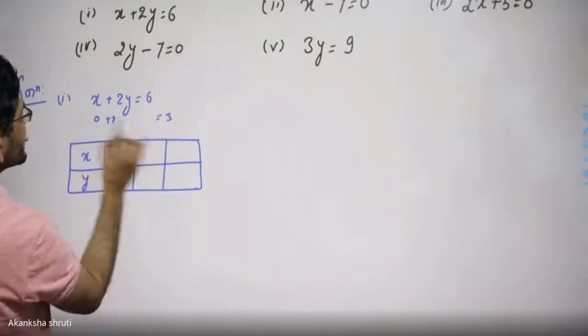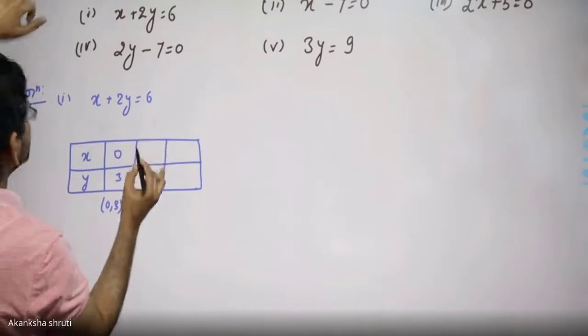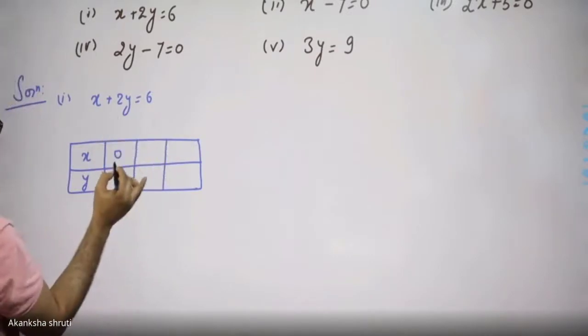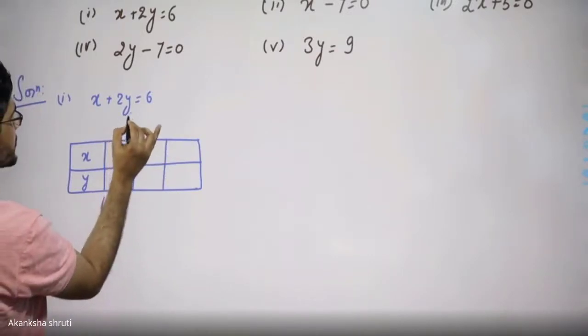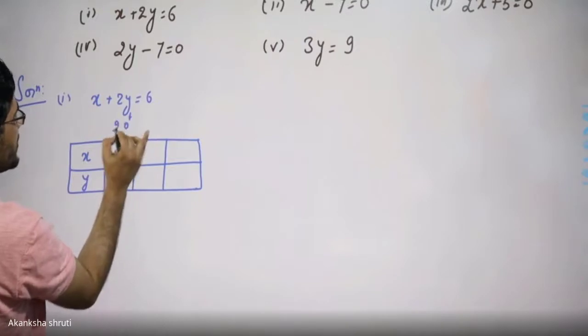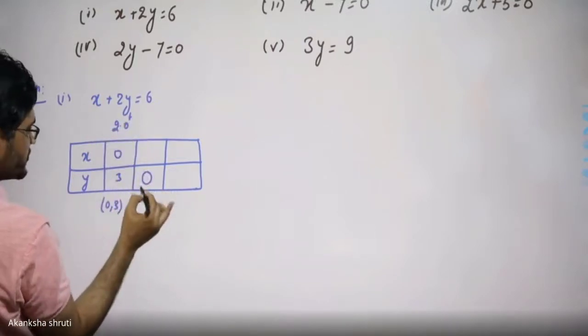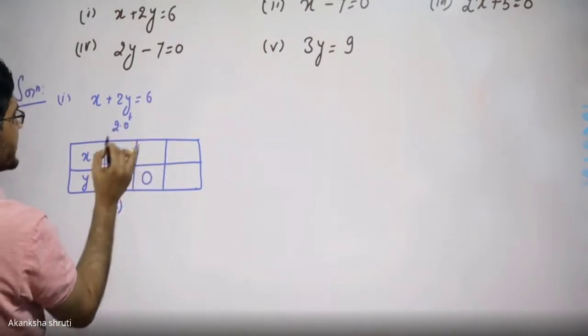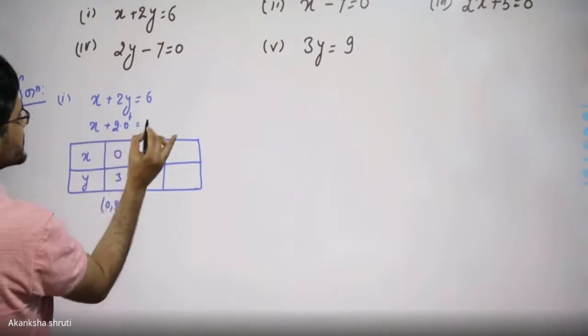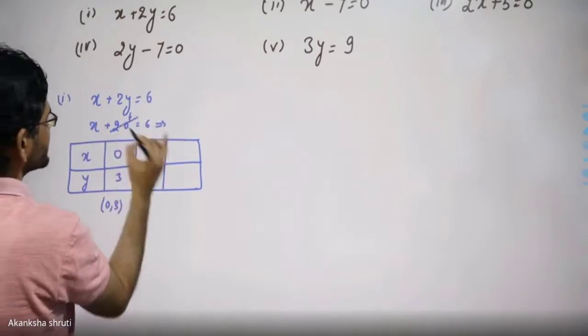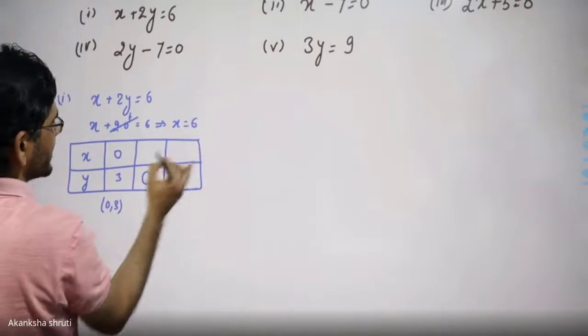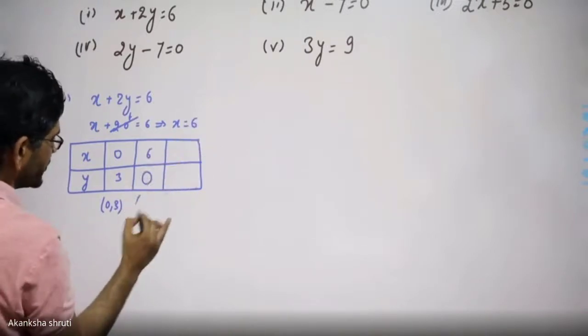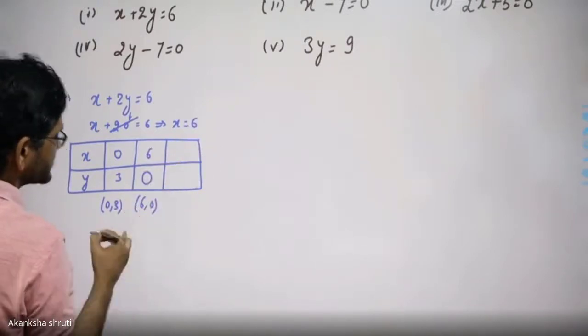Students, similarly, we have to take some other values. Let us take y is equal to 0. So taking y is equal to 0, we will calculate this x. x plus 0 is equal to 6. This implies this becomes 0. The x value is now 6. So the solution is 6, 0.